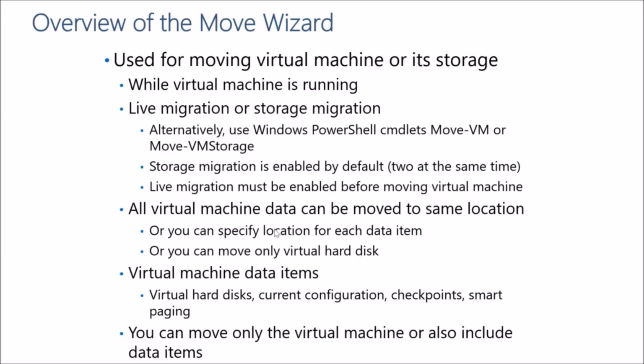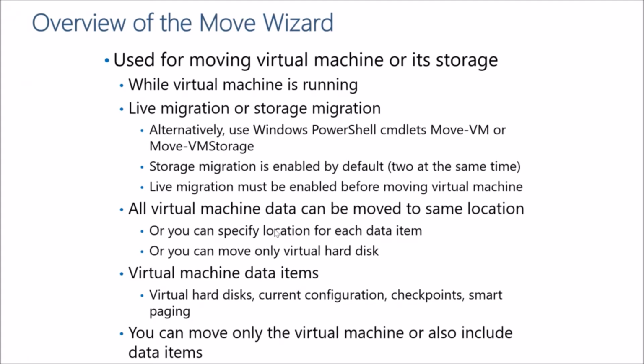All virtual machine data can be moved to the same location, or you can specify locations for each data item, or you can move the virtual hard disk only. Don't forget, when we're talking about the files of a virtual machine, there's the virtual hard disk file, which is the most obvious one. But there's also the configuration file, the virtual memory file, snapshot files, and a whole bunch of other files.